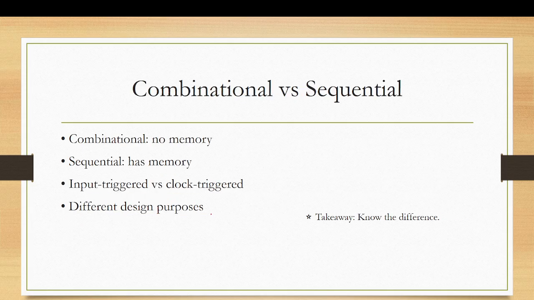This is one of the most important comparisons in Verilog: combinational versus sequential. Combinational logic has no memory. Sequential logic has memory and responds to clock events. Understanding the distinction is absolutely critical. Many beginners' mistakes come from confusing these two concepts. Combinational, no memory. Sequential, has memory.